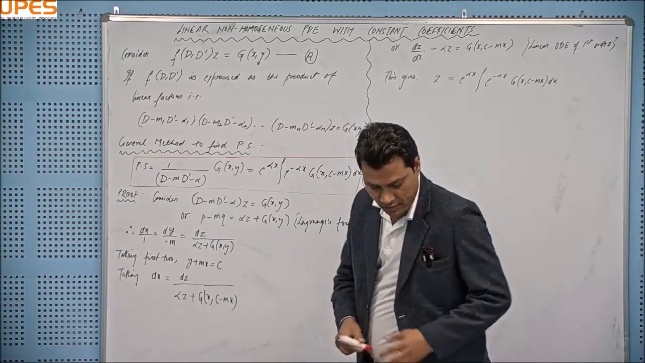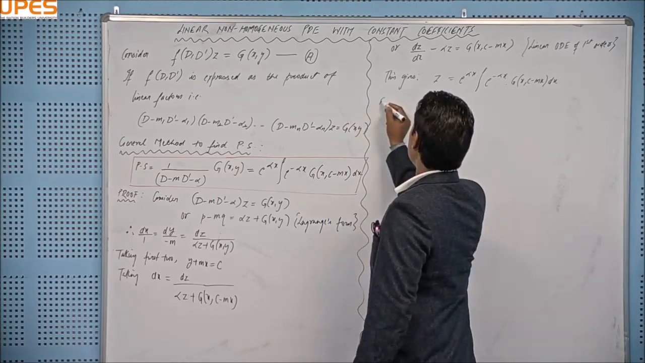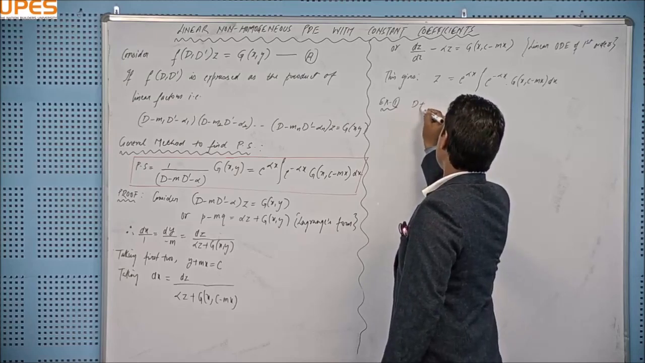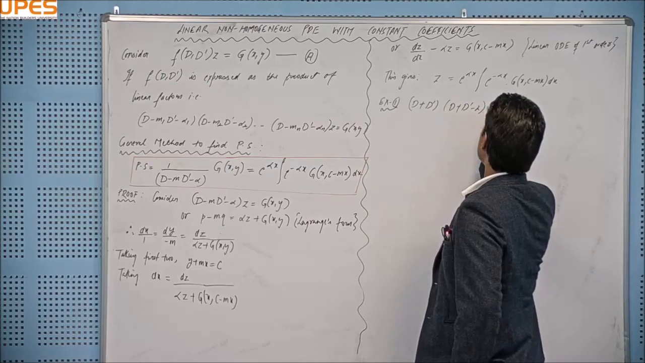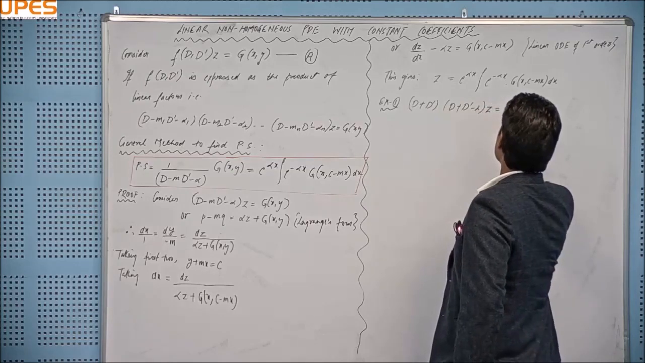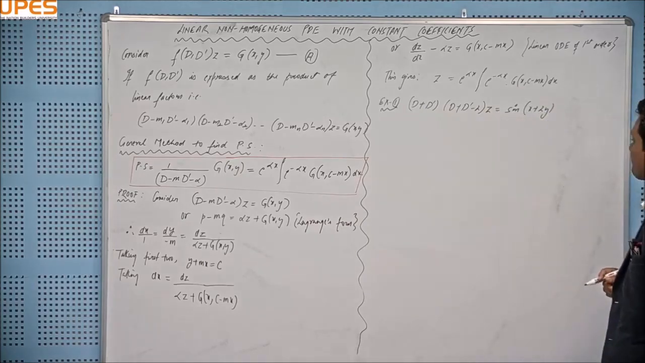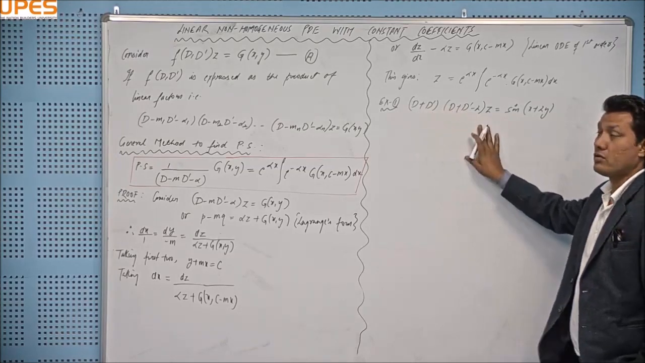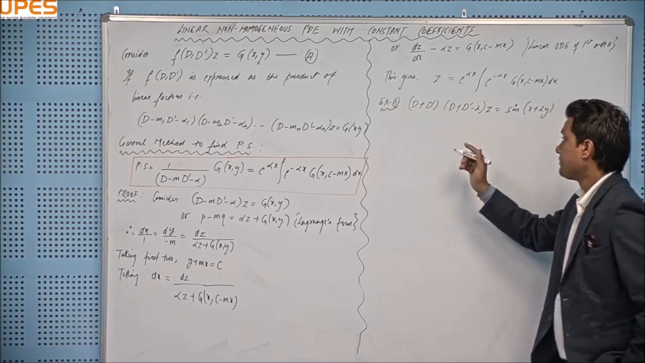Okay, and then taking the first example, number 1: (D + D')(D + D' - 2) z = sin(x + 2y), right? Okay, so the first thing is that we are already given this F(D, D') in factorized form. That is what we need, right? Okay, solution.